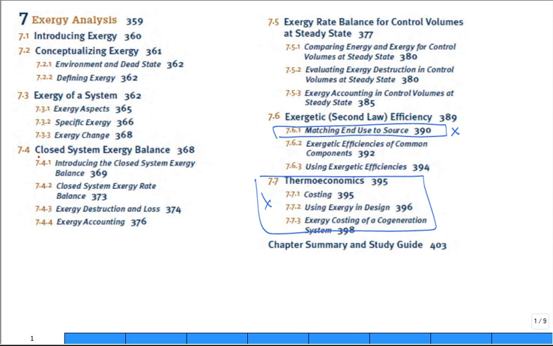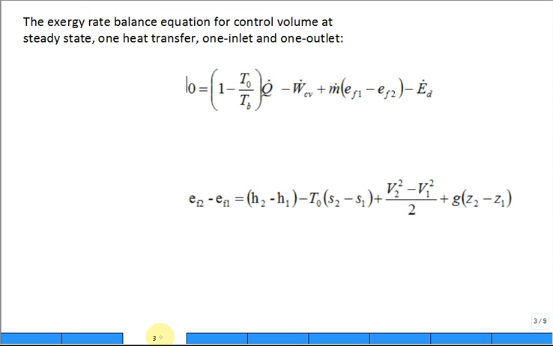Especially, we have a closed system exergy balance, and then we have the open system or control volume exergy rate balance. Only for steady state. We don't do transient control volume analysis. So this is where we have the exergy rate balance equation. Every unit is kilowatts, and it's for an open system or control volume. We only deal with steady state. And if you have just one heat transfer, then you don't have a summation in front of this term. You just have one Q dot multiplying what's in parentheses.